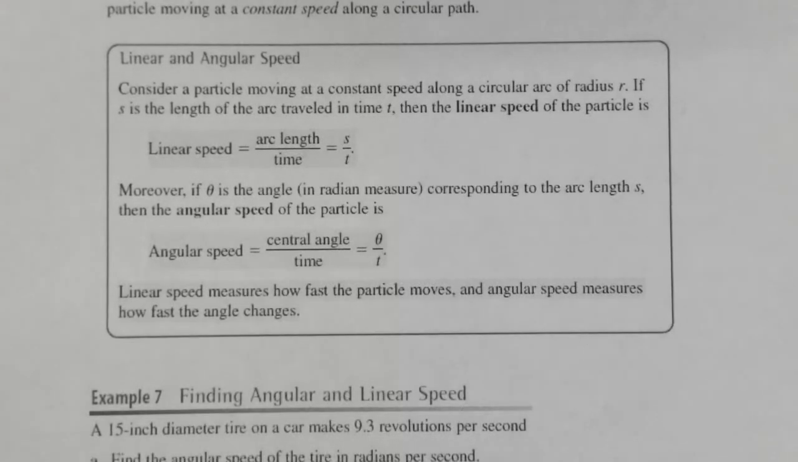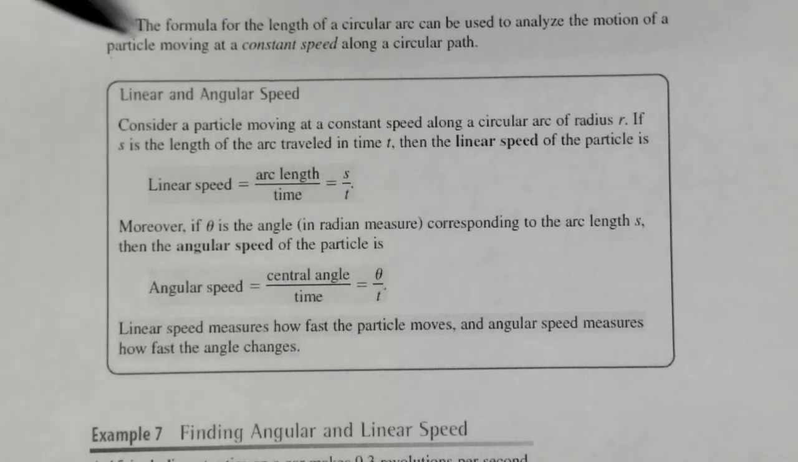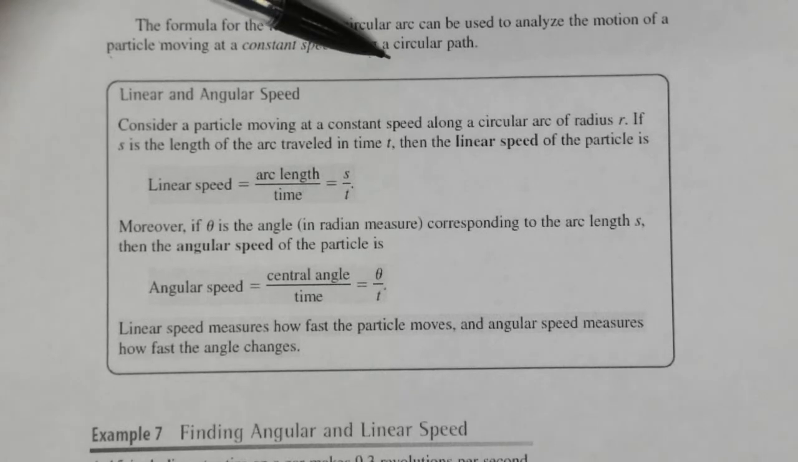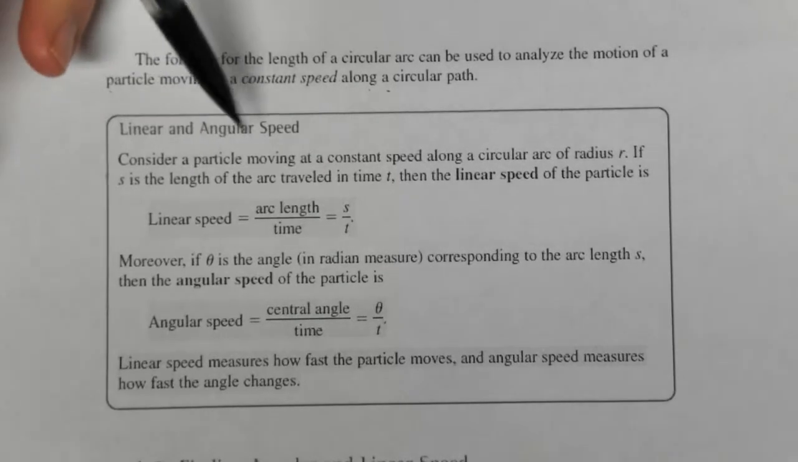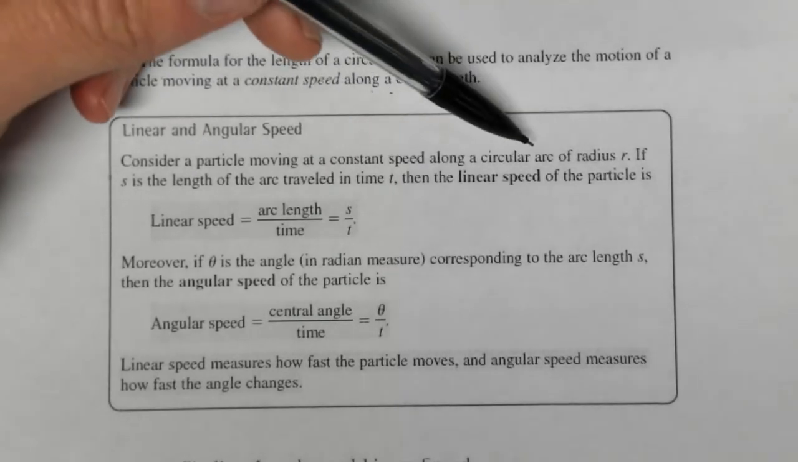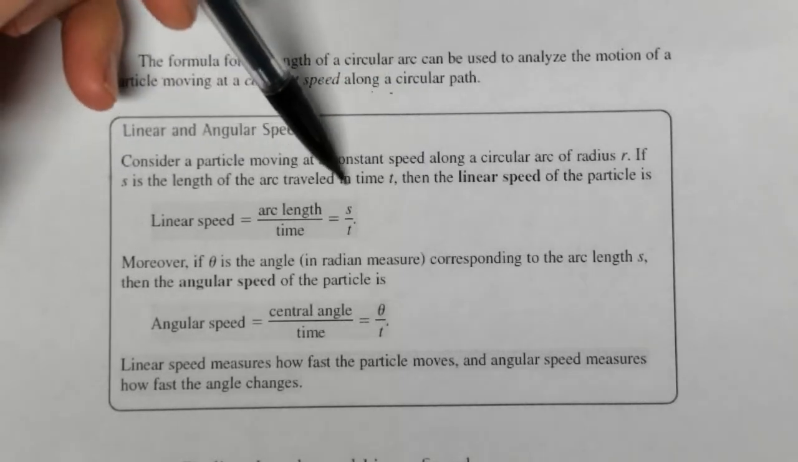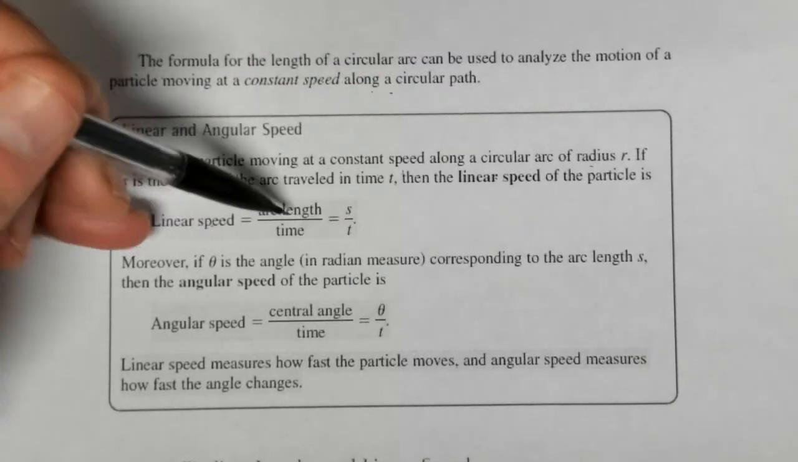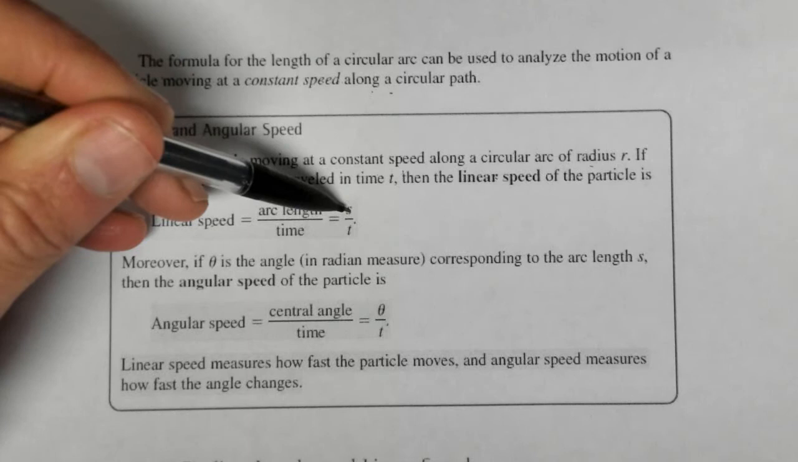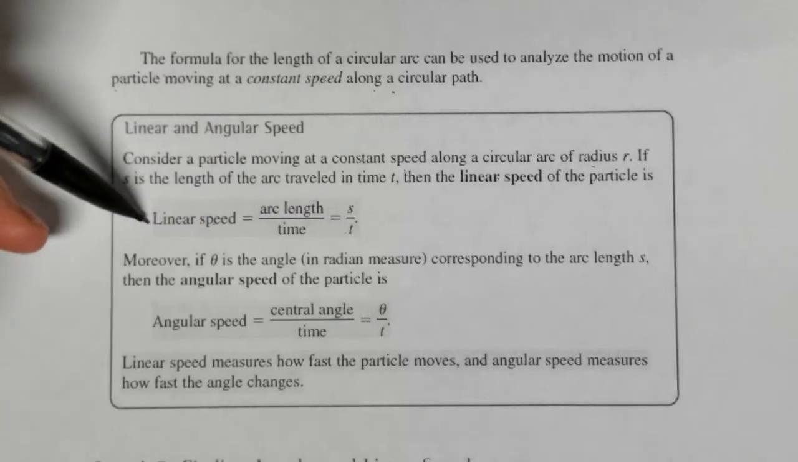And so the arc length formula can be used to analyze the motion of a particle that's moving at a constant speed along a circular path, right? And so we've got two formulas here. So first of all, consider a particle moving at a constant speed along a circular arc of radius r. S is the arc length of the arc traveled in time t. Then the linear speed of the particle is given by this formula. So the linear speed is the arc length S, we know how to calculate that, divided by the time. That's the linear speed, all right?